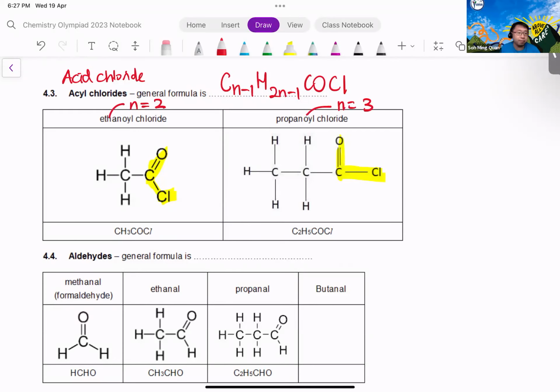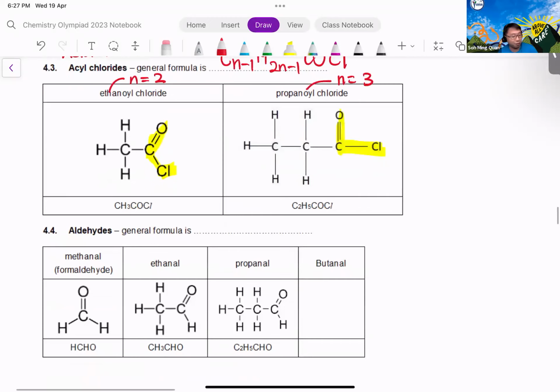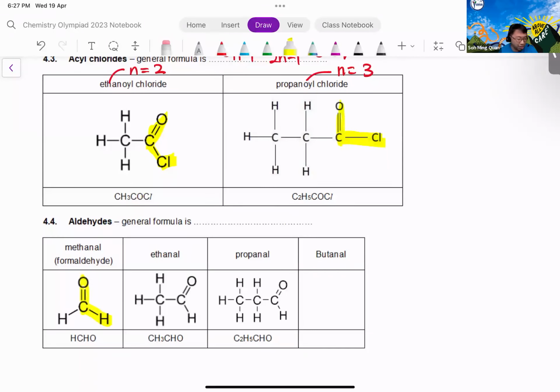Okay, can? Now next, aldehydes. Aldehydes are interesting also. You might get easily confused. But you see, this is very similar to carboxylic acid, but it's not acid. Why is it not acid? Because now instead of COOH, you have COH. All right. Now, the general formula, Mr. So will just give it to you quickly. Cn-1 H2n-1 CHO. Okay, so this is how it's usually written.